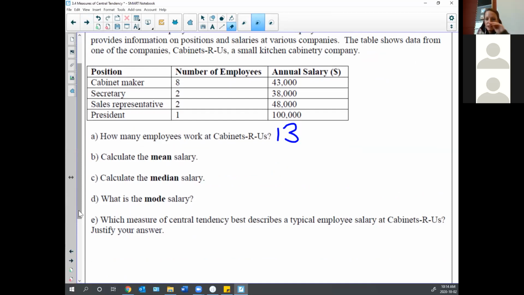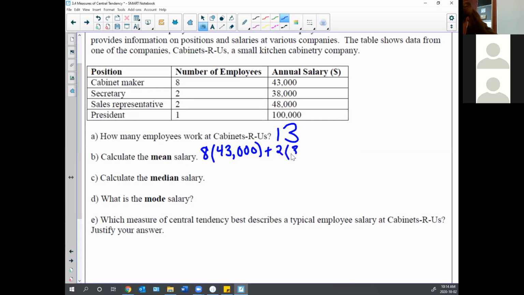Yeah. Okay, so let me show you an easy way of doing this. Otherwise, we'd have to add 43,000 8 times, 38,000 2 times, and so on and so forth. So we're going to do 8 times 43,000. Hopefully you guys have a calculator that you can work with. Plus 2 times 38,000. Plus 2 times 48,000. Plus 100,000. It's only 100,000. And then divide that by 13.